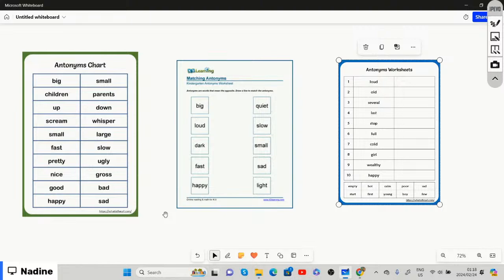All right, so if we match the words on the left with the words of opposite meaning on the right, we have quiet. What is the opposite of the word quiet? If we were to find the opposite of these words, we would say the opposite of big is small.